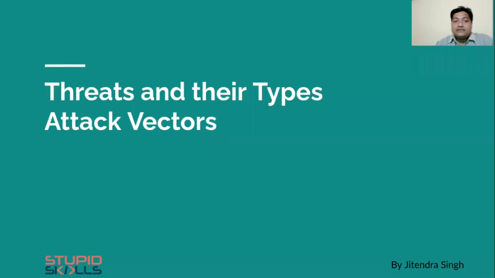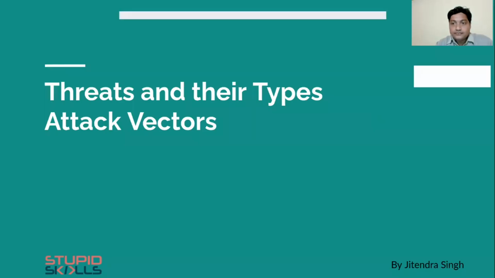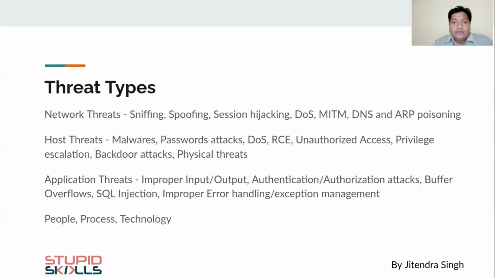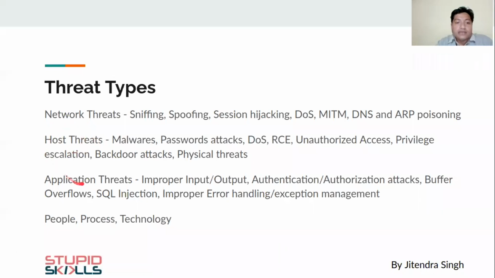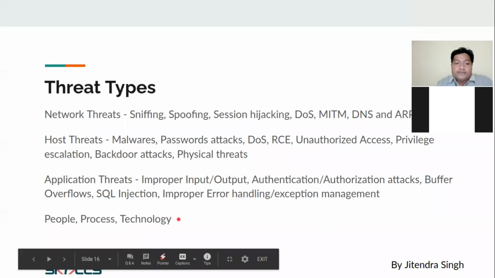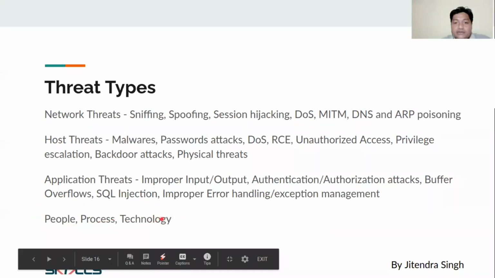So let's discuss some threats, their types, and some of the popular attack vectors. If we take threats, there usually are four types. The ones that are related to network, the ones that are related to host, and the ones that are related to applications. Then there are some types which are related to people, process, and technology.